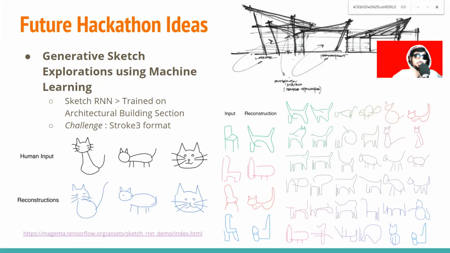Another idea is generative sketch explorations using machine learning. So this was inspired from the sketch-RNN exploration, which basically had different classes of chairs, cats, and various other objects. So I was thinking, what if we train on an architectural section model, and then one can use this training data to creatively develop different types of sections, and based on various human input, different types of architectural sections would be generated.